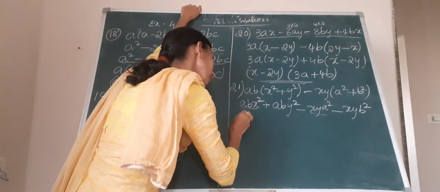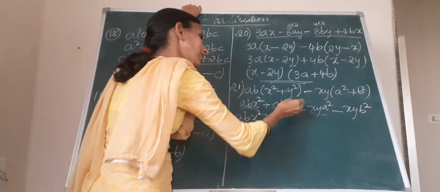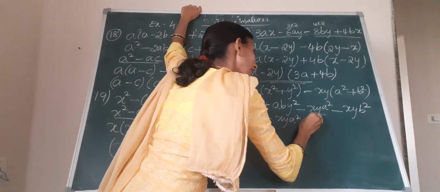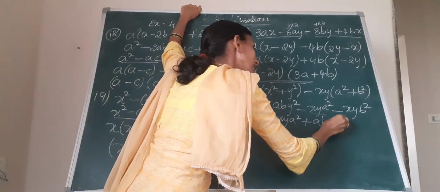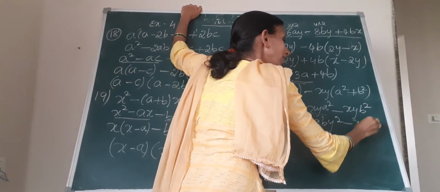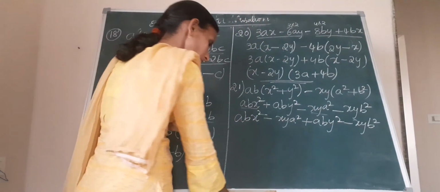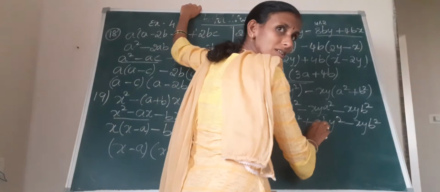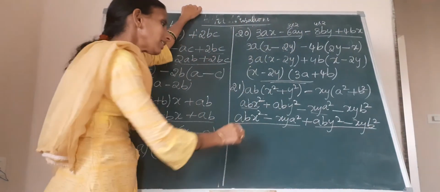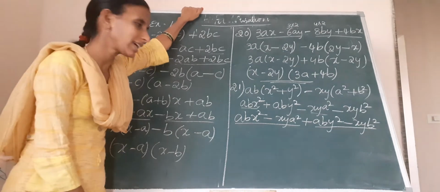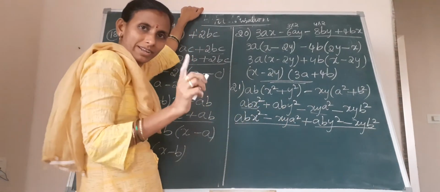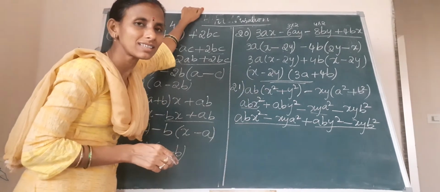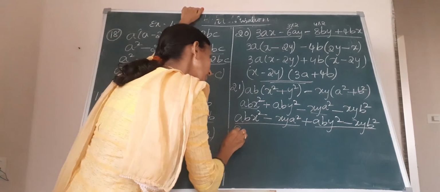So what do we get? ab x square minus xy a square plus ab y square minus xy b square. Okay. So now these two terms as one group, these two terms as another group. In these two terms, what common can we take? One a and one x, so ax we can take as common.